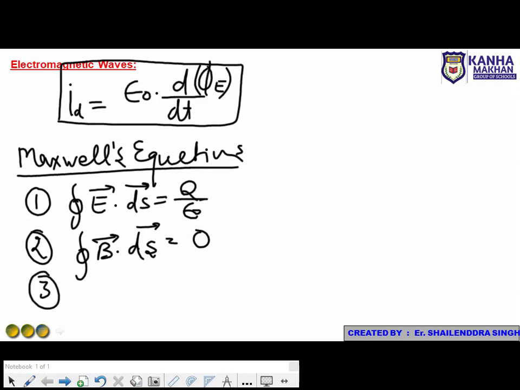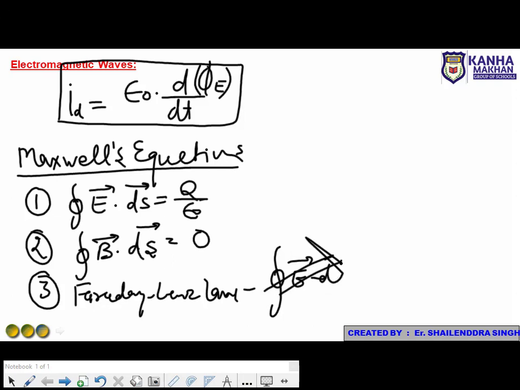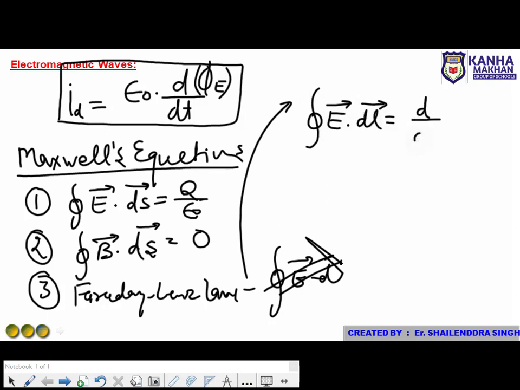The third Maxwell equation is Faraday's Lenz's law in electromagnetic induction, and according to that condition, I am writing here the cyclic integration of E dot dl, which is written as negative d over dt of the cyclic integration of B dot dS.